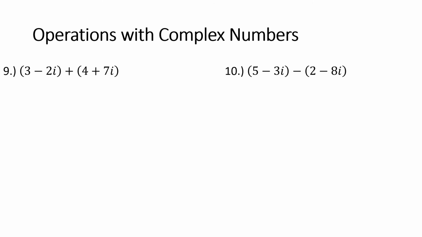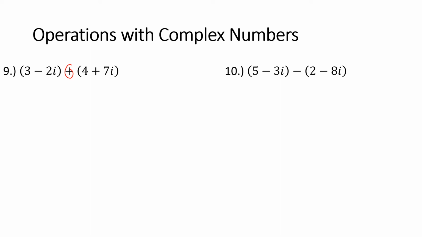Now, what we want to be able to do with imaginary numbers is perform some basic operations. So we're going to go through how to add and how to subtract. Number 1, we've got (3 minus 2i) plus (4 plus 7i). Now, as soon as some people look at this problem, they see parentheses and they think, ooh, I need to multiply everything together. But this is not a multiplication problem, it's an addition problem.